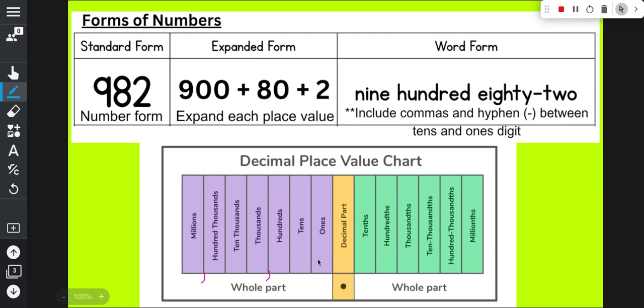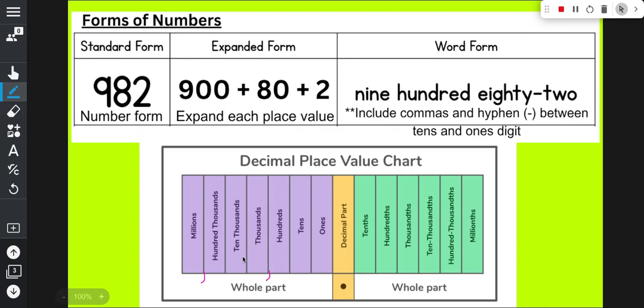So if we look at our place value chart below, we have ones, tens, hundreds, comma. The comma denotes a new place value system. We then have 1,000s, 10,000s, 100,000s. So we're repeating the pattern of ones, tens, hundreds.